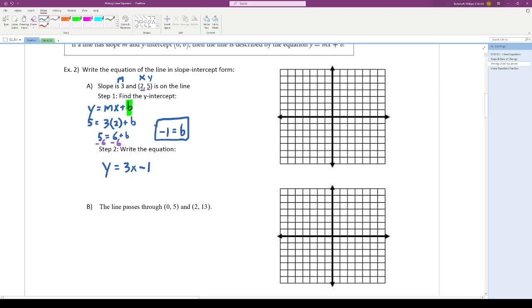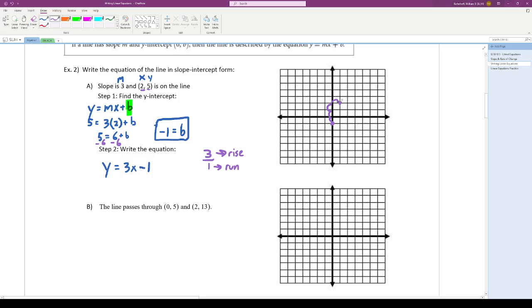It looks like they want us to draw a graph of it here. So we know that our y-intercept is negative 1. So we have a point on our y-axis right here at negative 1. Our slope is 3. So if we have a slope of 3, that's the same as 3 over 1. So we have a rise of 3 and a run of 1. So I'm going to count up 1, 2, 3, and then over 1. So that's a rise of 3 units and a run of 1 to the right.